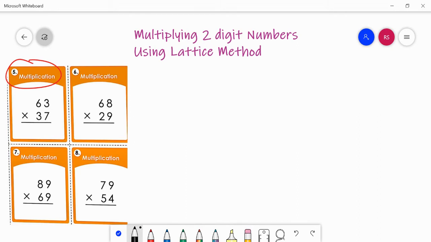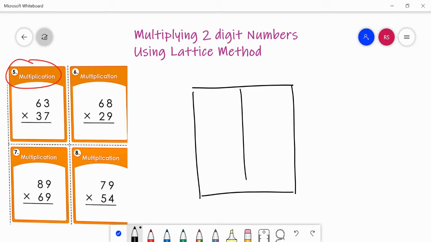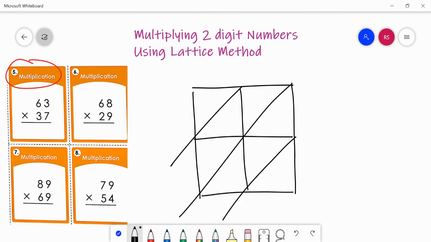And again, let's draw our boxes. Again, with lattice, you have to draw a box every single time that you do lattice method. So draw your box, make it look like a window, line going down, line going across, and then make your 3 diagonal lines. And as you can see, they don't have to be perfect. They don't have to be straight, beautiful lines, as long as they're diagonal and neatly going down to the left. All right, so I'm going to put my numbers up. So I'm working on this task card here, 68 times 29. So 68 goes up top, 29 goes to the right-hand side.